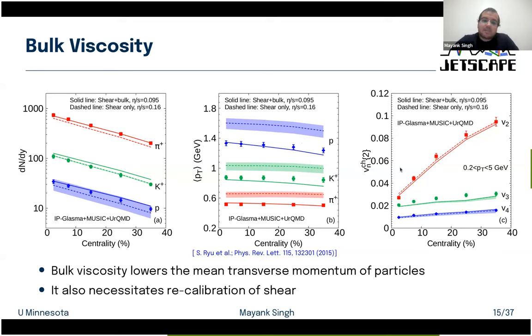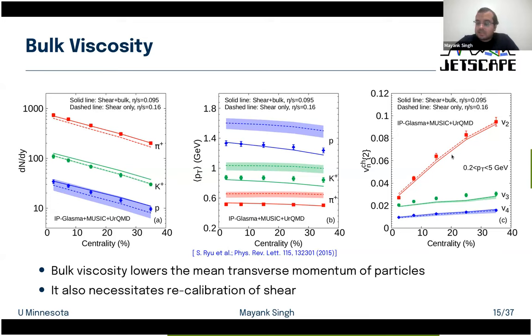It also necessitates recalibration of the shear viscosity. So if you look at, again, the same v2, this is v2, v3, and v4, and you try to match the data with your simulation. This has often been the measurement which is used to tune or extract the value of shear viscosity. And if you introduce bulk viscosity, now you have to tune both of them together, and there is a substantial reduction of the shear viscosity that you need to explain the same data.